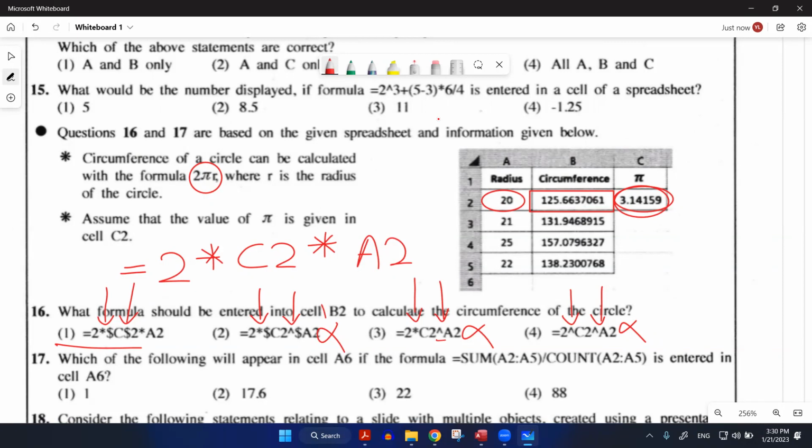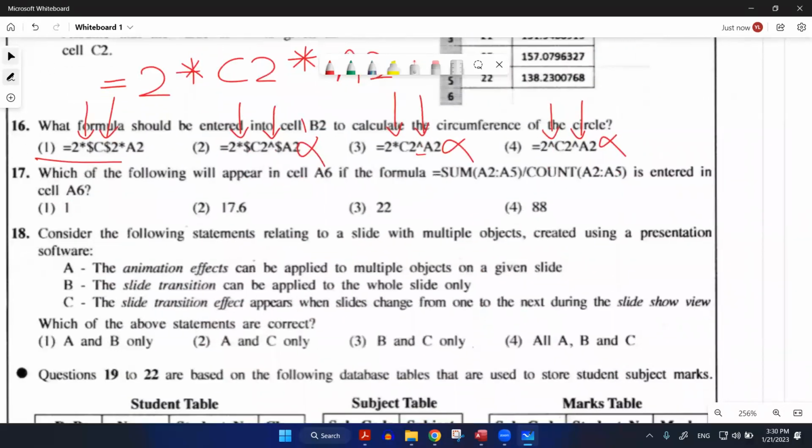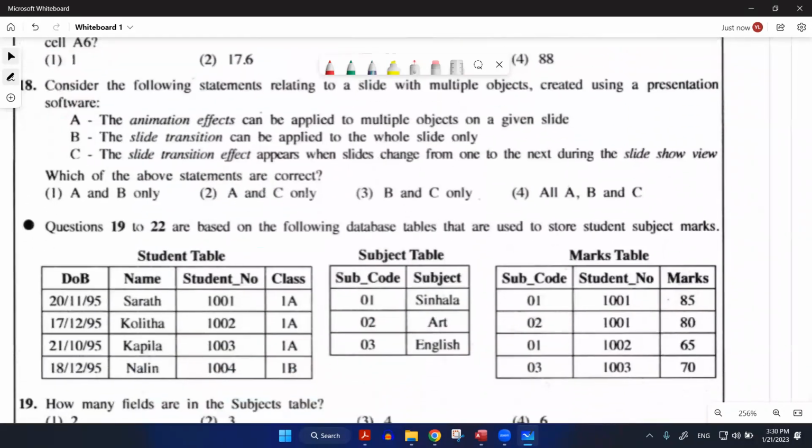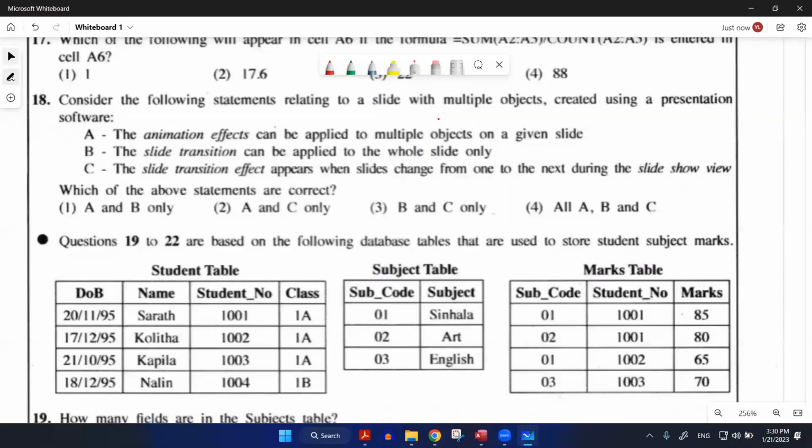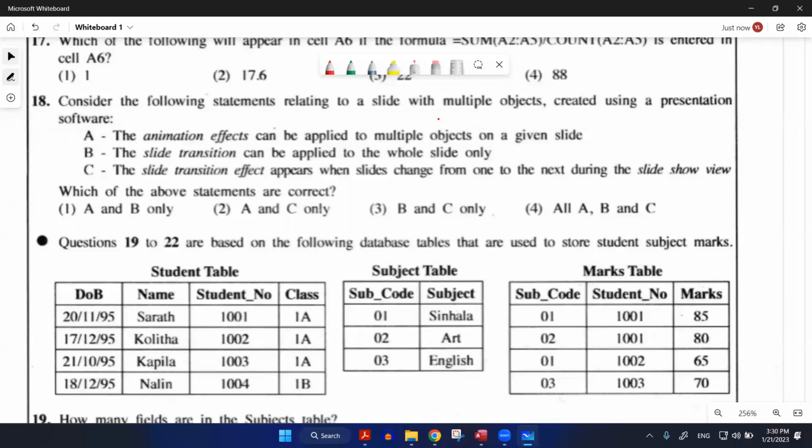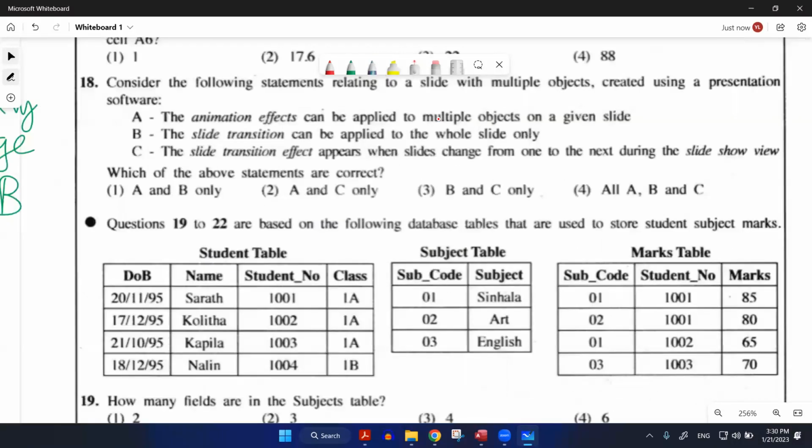Okay, then it goes to the 18th. Here comes the 18th. It is regarding the presentation software. Statement A says the animation effects can be applied to multiple objects on a slide. Animation effects, of course, can be applied to many different objects. It doesn't matter whether it's a square or a picture or a text. You can apply the animations. So that is correct.